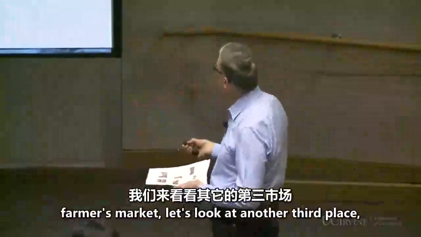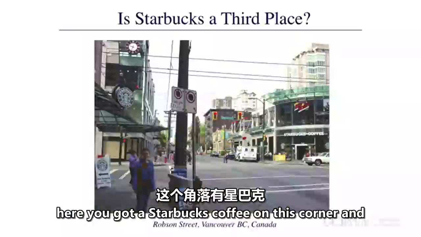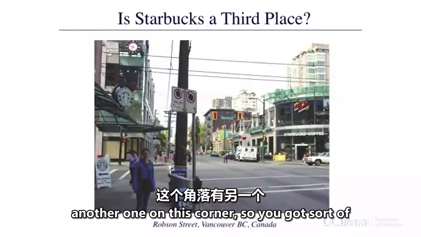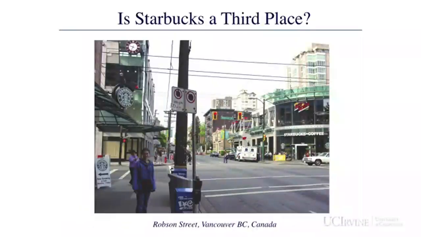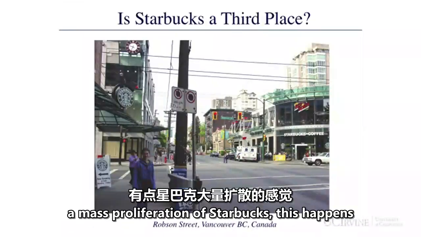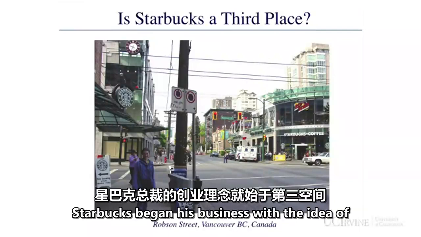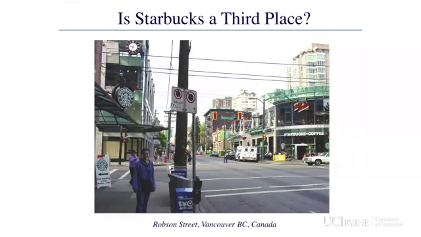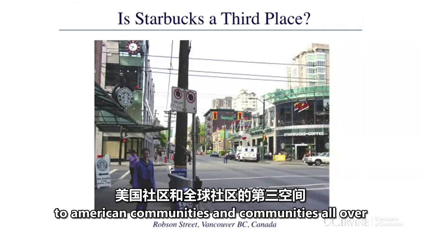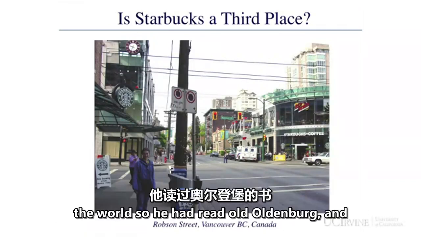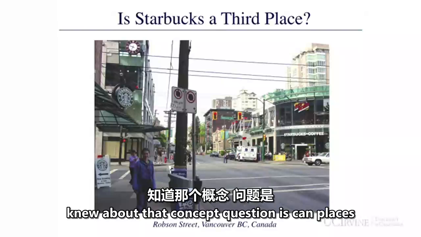Let's look at another third place. Here you've got a Starbucks coffee on this corner and another one on this corner. So you've got sort of a mass proliferation of Starbucks. This happens to be in Vancouver, Canada. And actually the CEO of Starbucks began his business with the idea of third places. He wanted Starbucks to be the third places to American communities and communities all over the world. So he had read Oldenburg and knew about that concept.